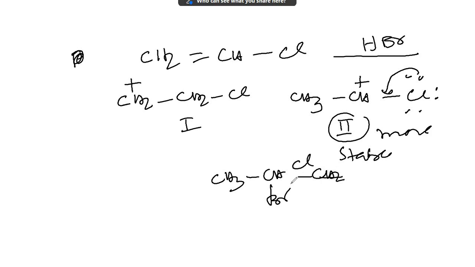CHBr and Cl. So 1-bromo-1-chloroethane will be the major product over here, not the other one. Now we don't consider the case of fluorine addition to a carbon-carbon double bond, because fluorine is highly reactive and the carbon-carbon bond may rupture. So you don't consider the case of fluorine over here.